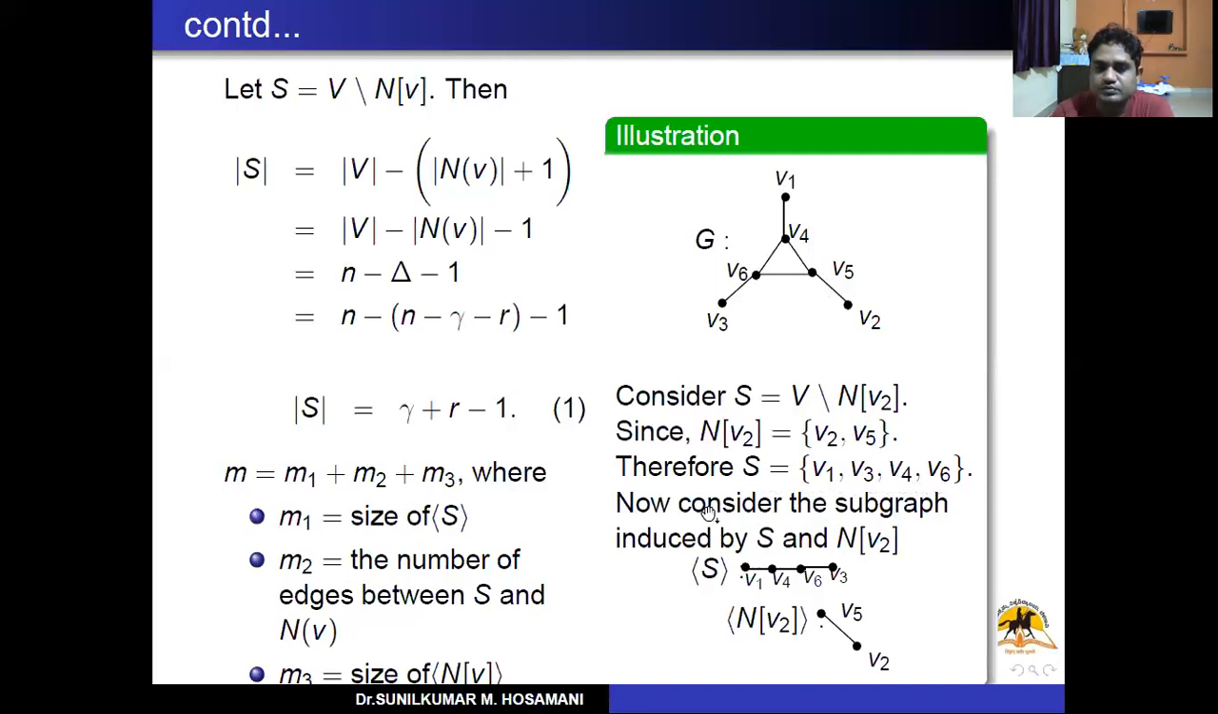Now consider the subgraph which is induced by S. So V1, V4, V6, V3 are the vertices which are present in S.